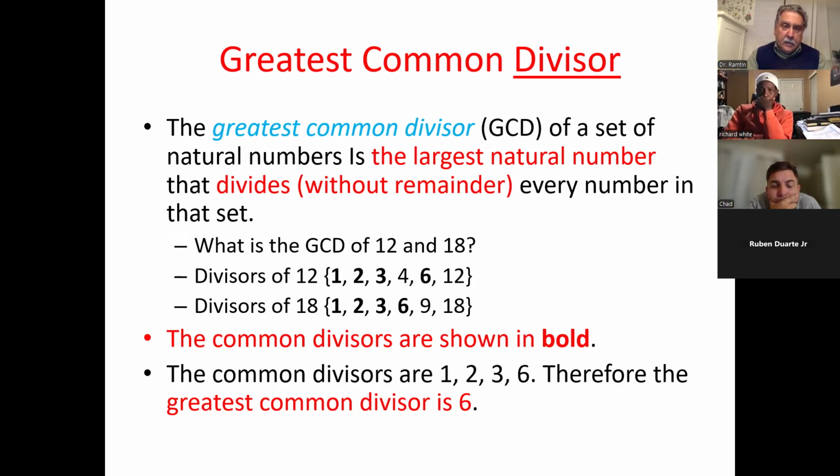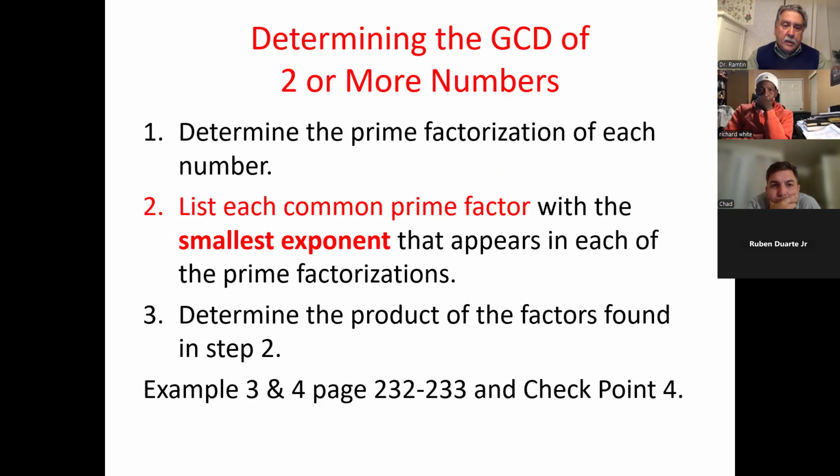All right. Let's continue. Let's say we want to find the GCD of two or more numbers. We find the prime factorization for each of them, and list each common prime factor with the smallest exponent that appears in each prime factorization. Then we find the product of the factors we found in step 2. Okay, let's do an example. Let's look at pages 232 and 233.